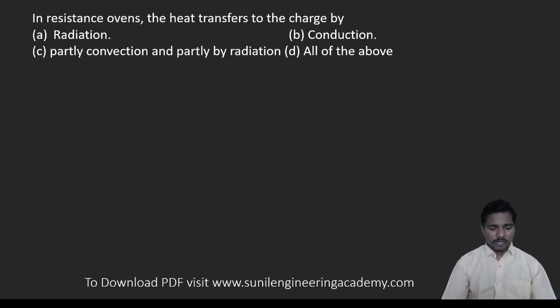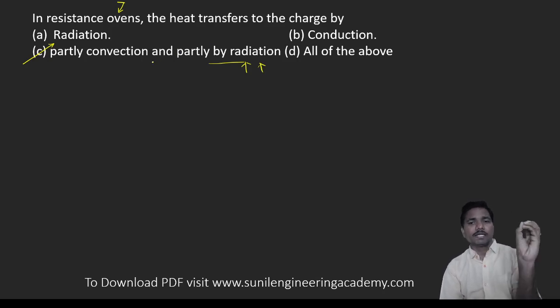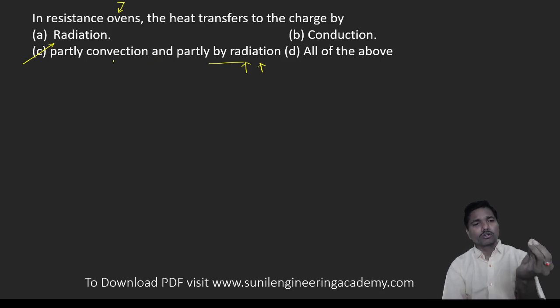In resistance ovens, the heat transfers to the charge partly by convection and partly by radiation. Without contact also heat is transferring in the ovens. If you place a food item in the oven, it will be heated without any contact, and without contact means radiation. After that, the heat transfers inside the food, molecule to molecule. That is nothing but convection.